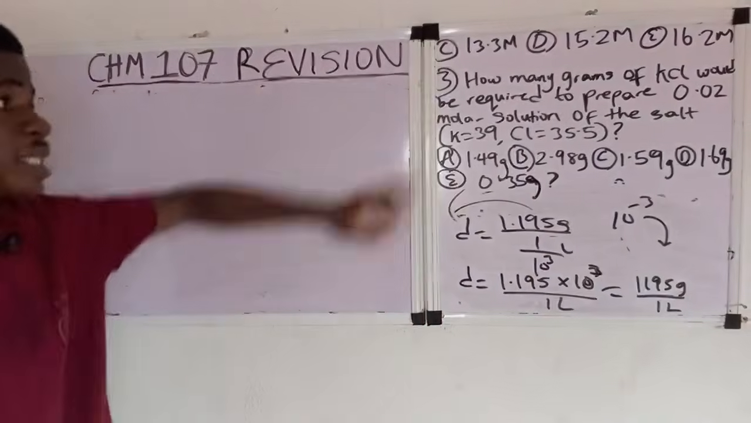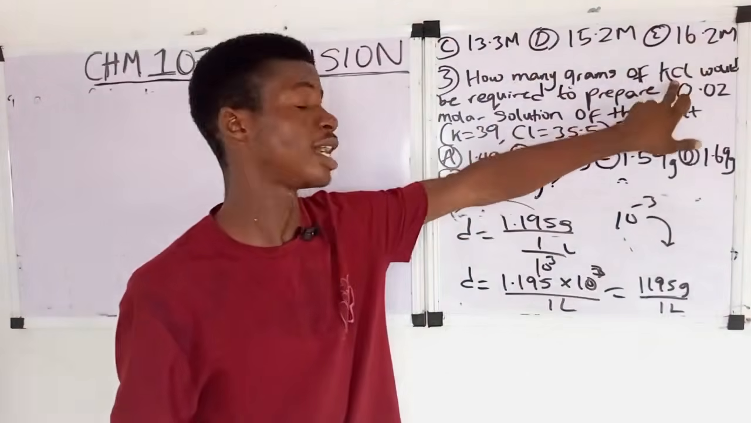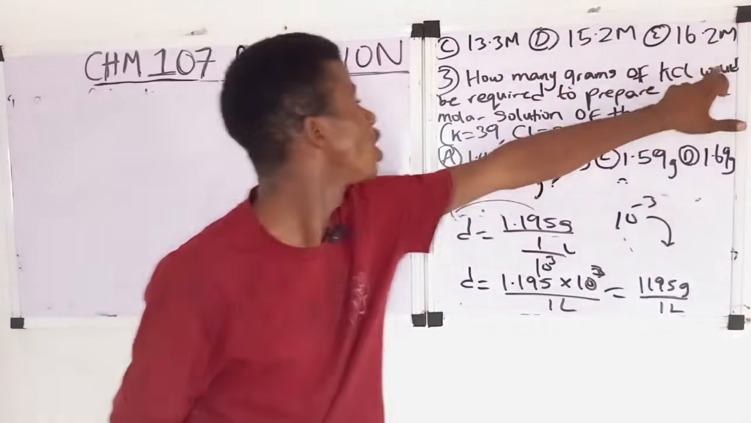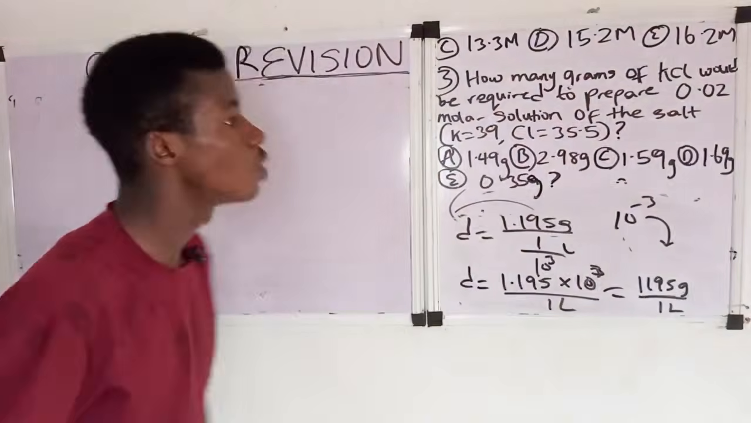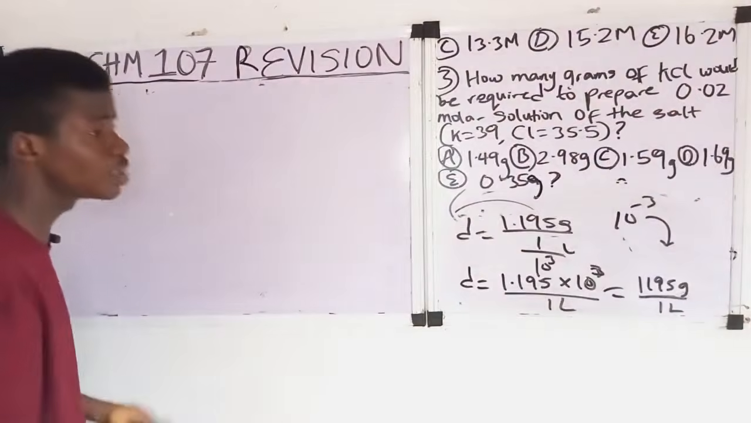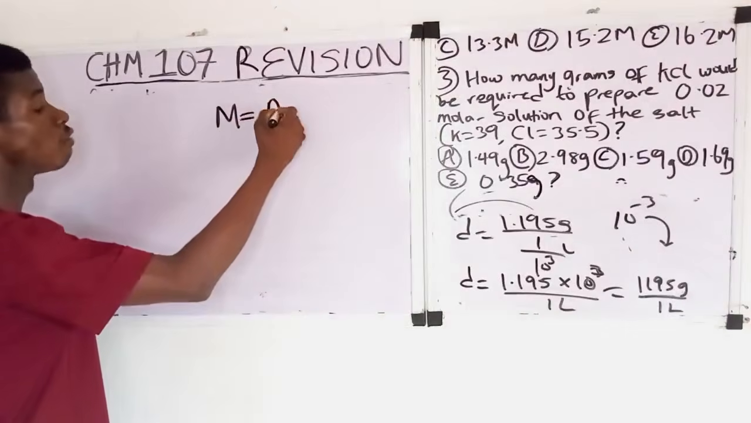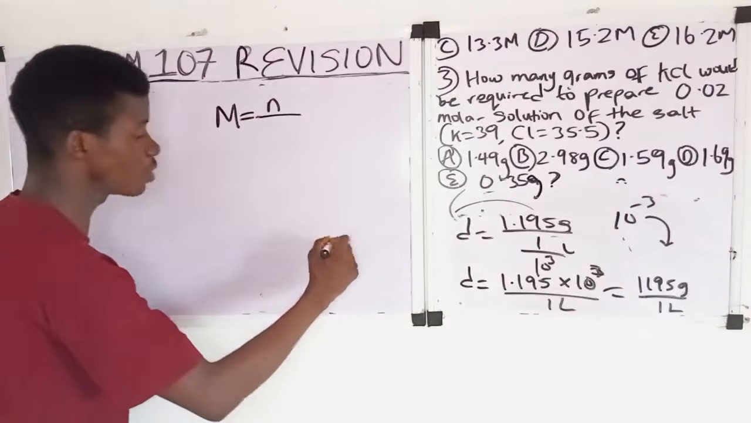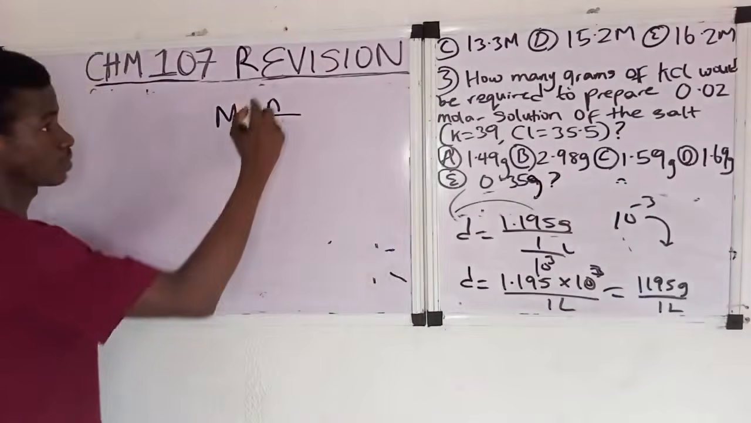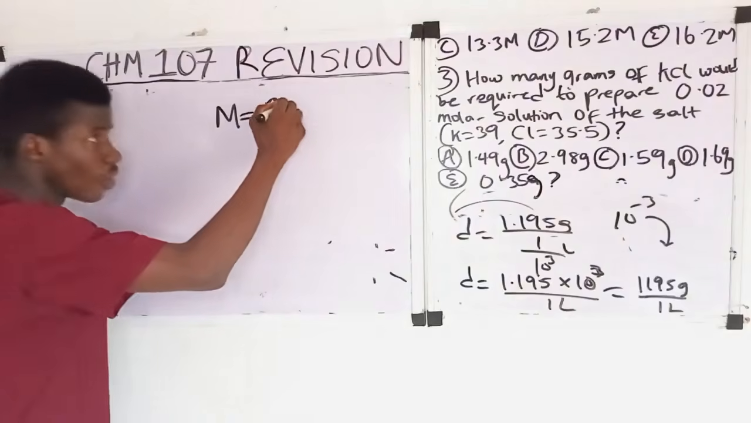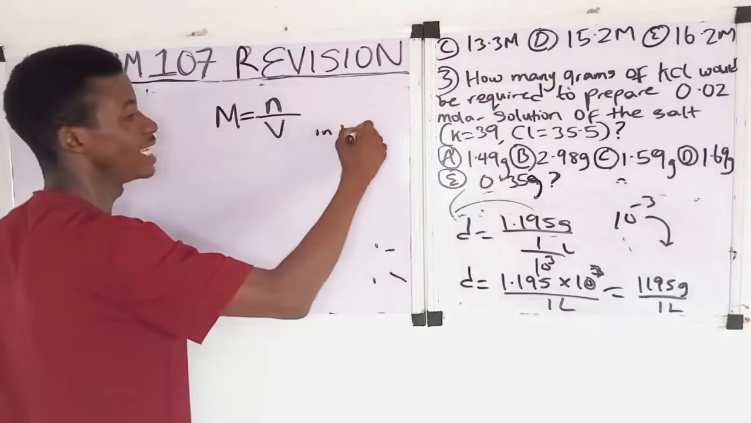Let's move to the third question. They said how many grams of potassium chloride would be required to produce 0.02 molar solution of the salt. This question is straightforward. This is molarity. Don't forget that the molarity of a solution is the number of moles of the solute divided by the volume of the solution in liters. Remember, a solution is made up of a solute plus the solvent. This is very important.